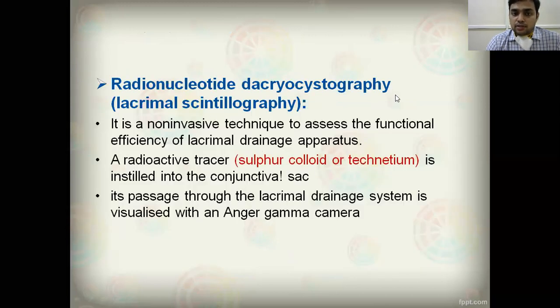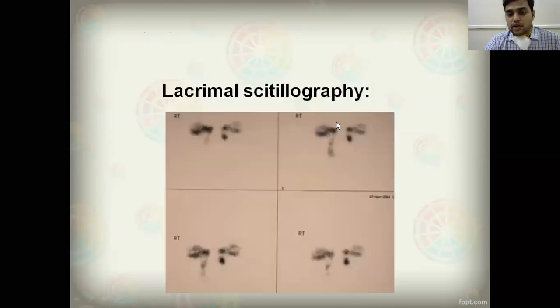And the last one is lacrimal scintillography. Here, radioactive tracer is used instead of radiopaque material. The gamma camera is used to identify the normal filling of the lacrimal passage. So this is about watering eye.